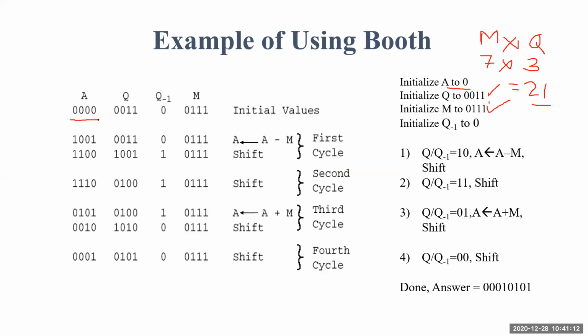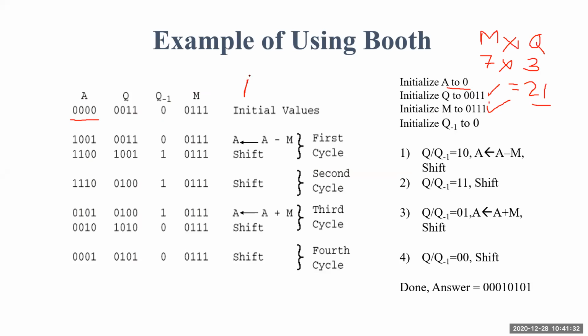So A is equal to 0 0 0 0. All 4 zeros have been initialized. And what is my table? This is how the tabular column has to be made. First, the initialization of the values will be done. The columns are: first A, afterwards Q, then Q minus 1, and last M, that's the multiplicand.